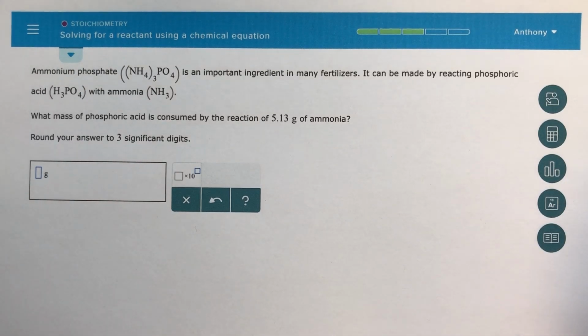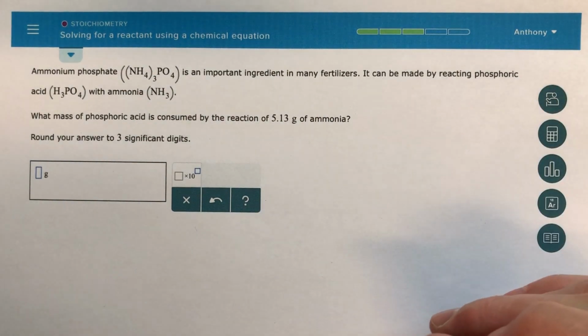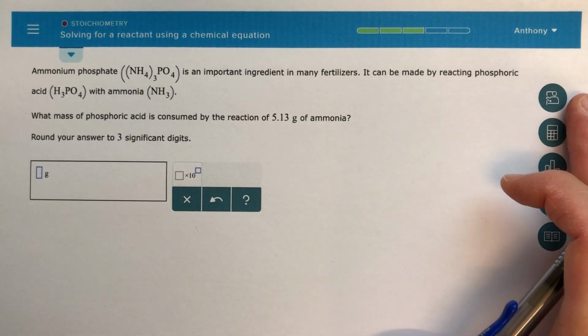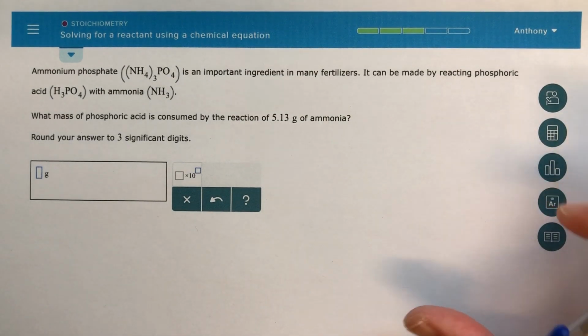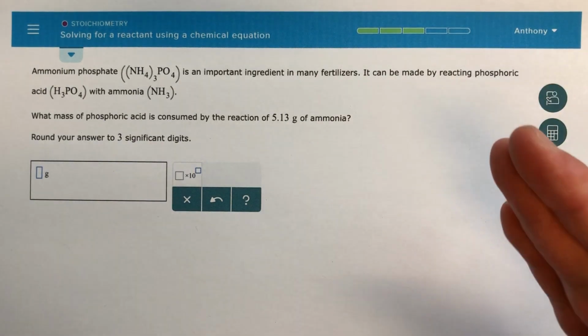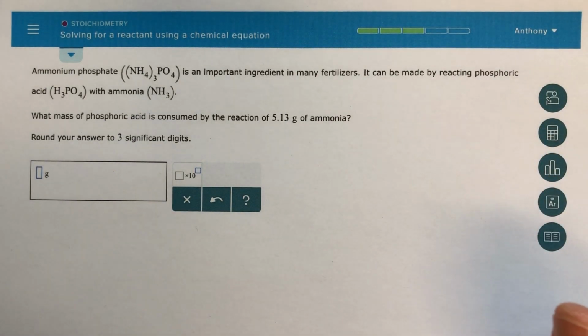All right, welcome back. This is an ALEKS topic that's called solving for a reactant using a chemical equation. This is a really great ALEKS topic. I think it tests a lot of different things, and definitely you should be able to do this, right? You should be able to master this topic. If you can't, I would say that's definitely a problem for you moving forward in chemistry.